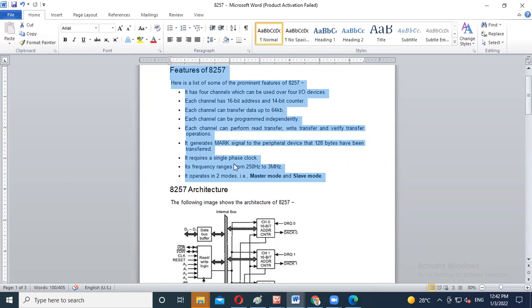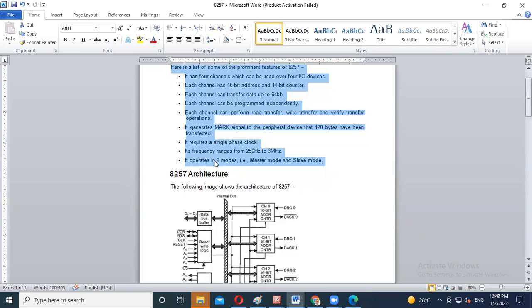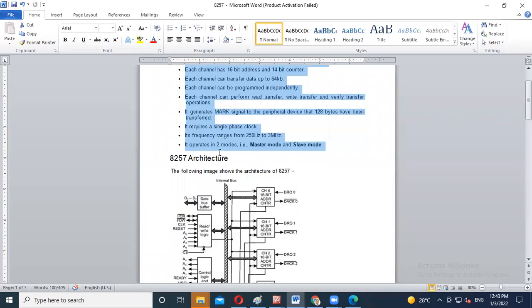clock generator. That one we have to say single phase clock in the 8257. And here the frequency range is 250 hertz to 3 megahertz. And also it has two modes, that is master mode and slave mode. So master is the one and slave is the many. So the 8257 has the capacity to control many slave peripheral devices by using one 8257, that is master and slave mode.